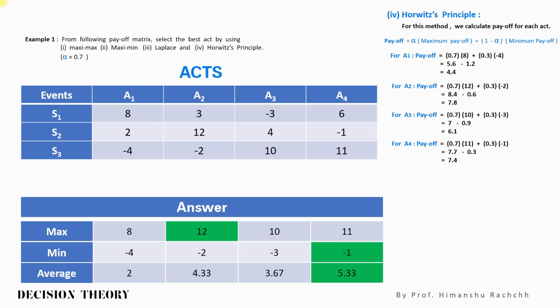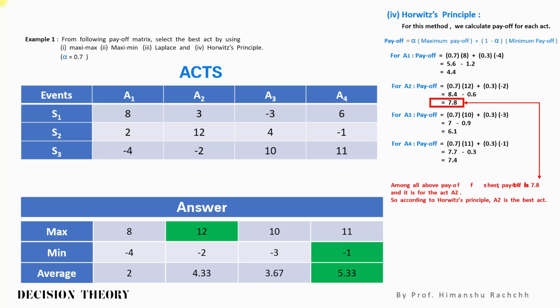Here, among all above payoffs, the highest payoff is 7.8 and it is for the act A2. So, according to Hurwitz principle, A2 is the best act.